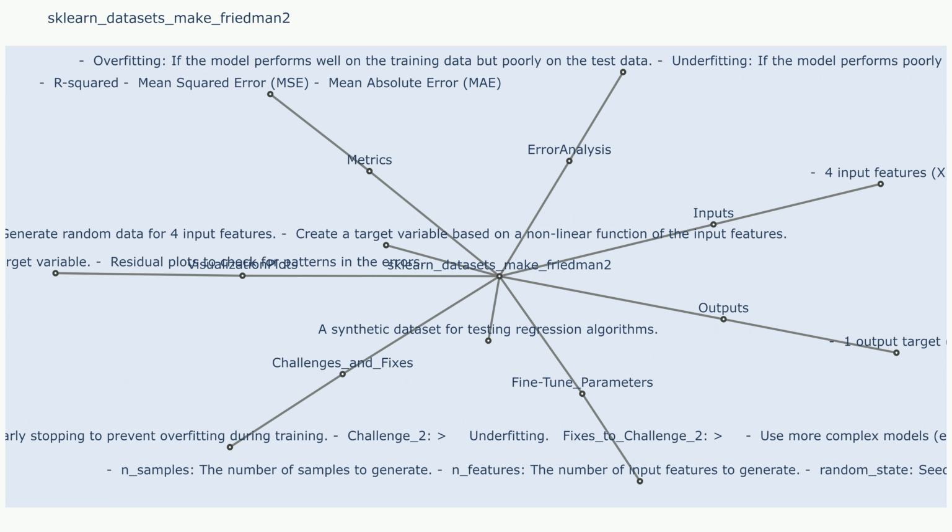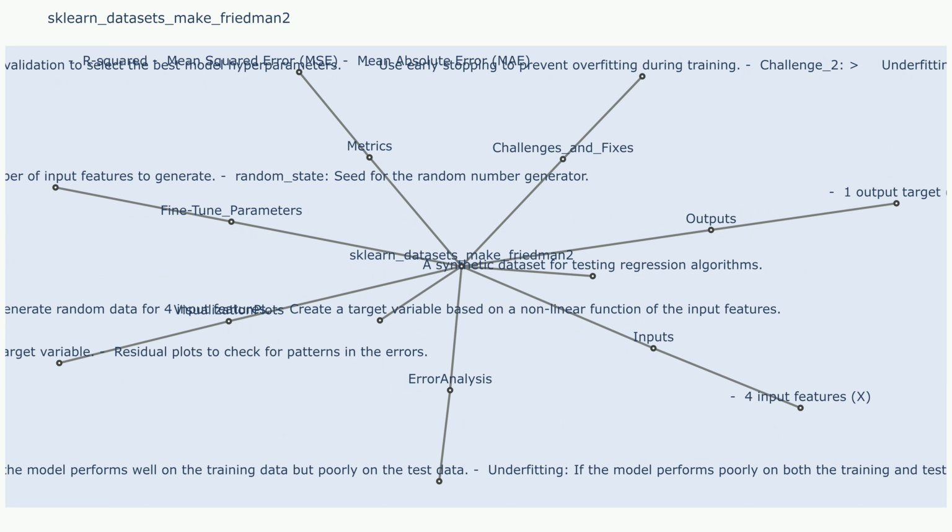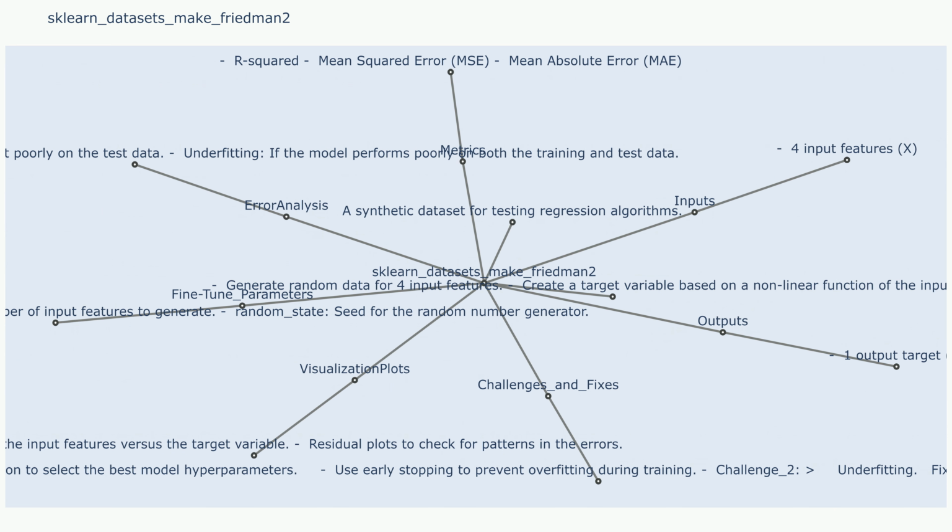Challenges and fixes. Challenge 1, overfitting. This happens when a model learns the training data too well, resulting in poor performance on unseen data. Sample use case that resulted in challenge 1: using a complex model like a deep neural network with a small dataset might lead to overfitting. Fixes to challenge 1. Use regularization techniques like L1 or L2 regularization to penalize complex models. Employ cross-validation to assess the model's performance on unseen data and adjust its complexity accordingly.